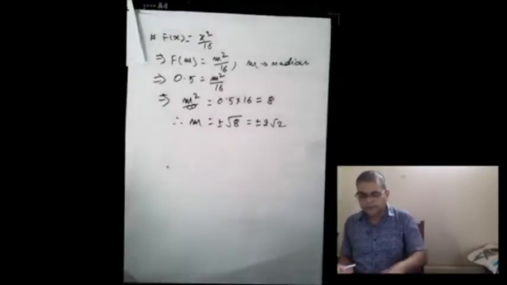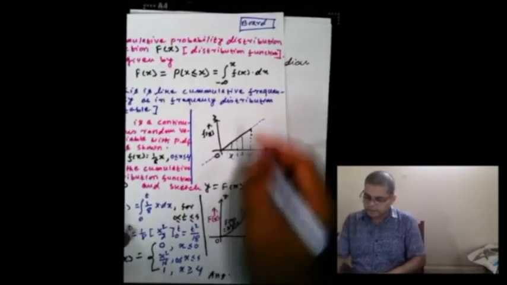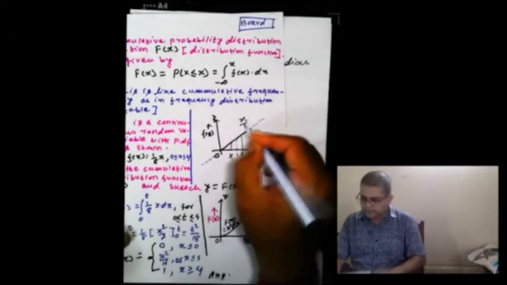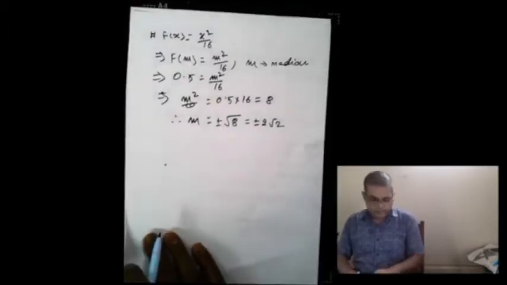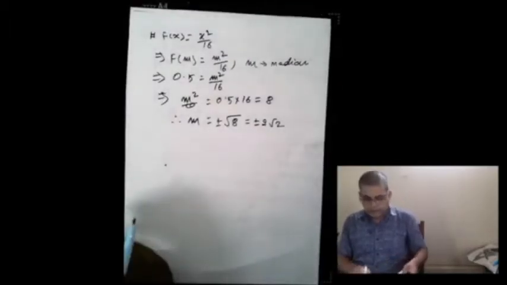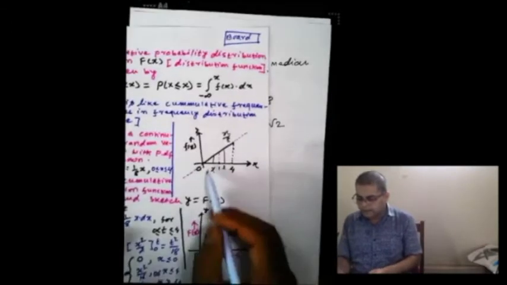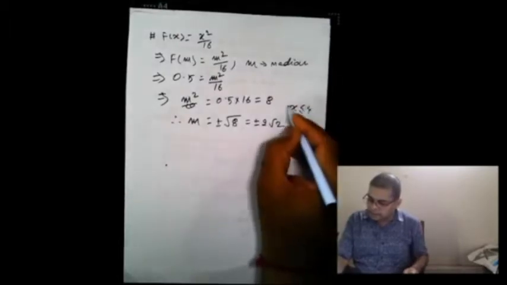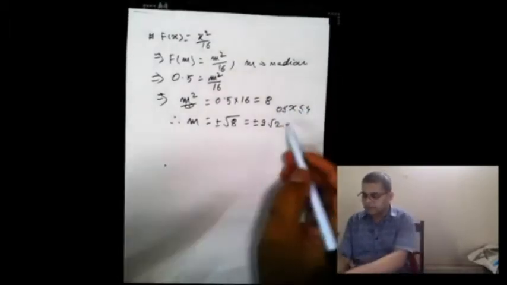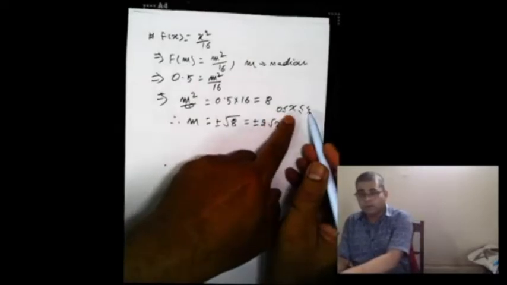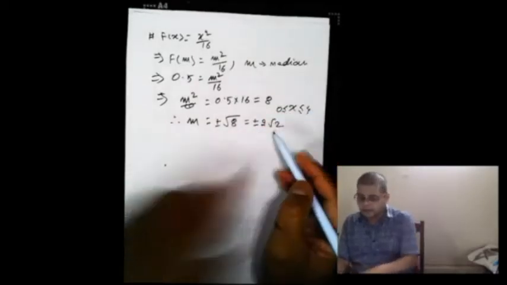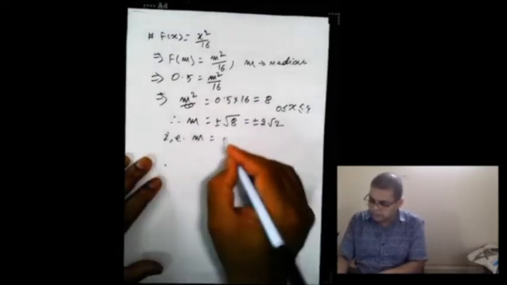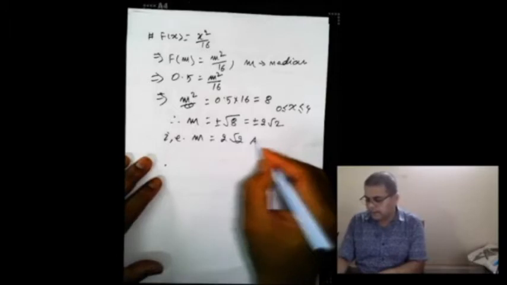But what happens here, if you look at this curve for x by 8, you can see that all the values are positive. The range of values for x is less than or equal to 4 and greater than or equal to 0. That means the median must lie between 0 and 4 only. So the median cannot be negative in this case. So your median value is positive 2 root 2, and this is the answer.